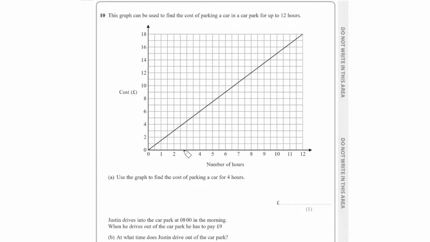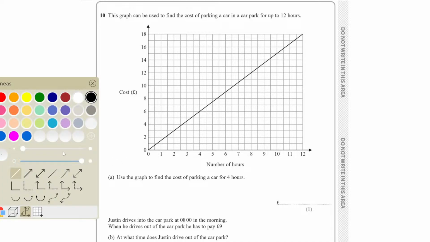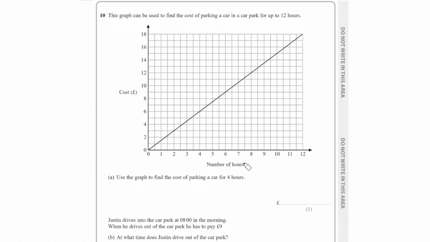So I'm going to get my line. You don't have to obviously draw it necessarily, I guess, but I'm just going to show you with my line. Let's get a colour. So they said 4 hours. So coming to obviously the x-axis, because that's the number of hours, isn't it? Where is 4? 4 is here. Go up to my line. You see where it meets the line.